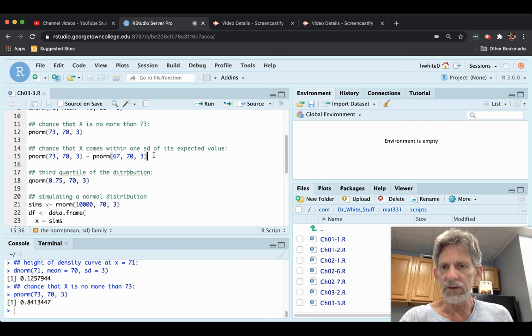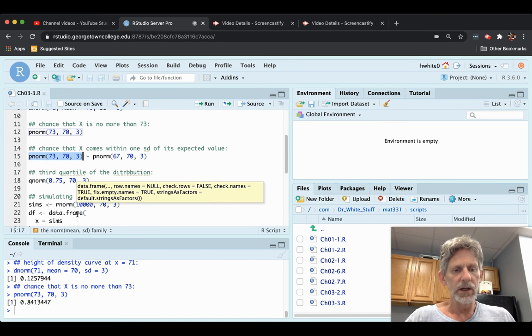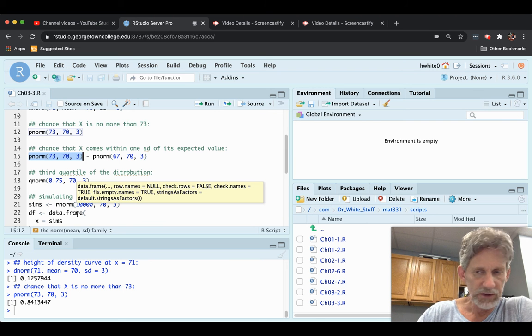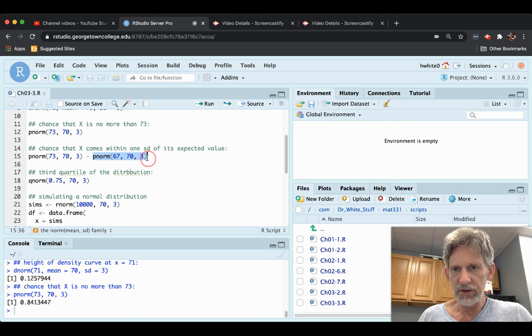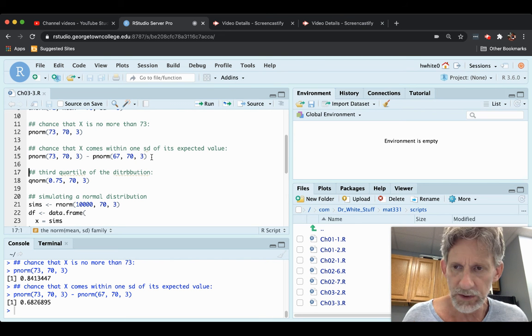What's the chance that X comes within 1 standard deviation of its expected value? Well, one way to handle that is to take the chance of coming less than expected value plus standard deviation and subtract off the chance of coming less than expected value minus the standard deviation. And so that difference would be your answer.